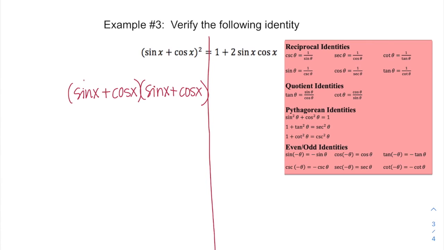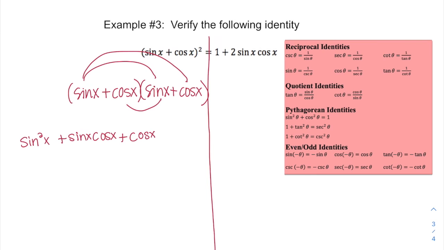When I FOIL, sine x times sine x is sine squared x. Sine x times cosine x is sine x cosine x. It's like xy. Cosine x times sine x is cosine x sine x. And then cosine x times cosine x is cosine squared x. Okay, so now looking at that, the first thing I notice is sine x cosine x and cosine x sine x. Are those the same thing? And I would say, yes, they are.